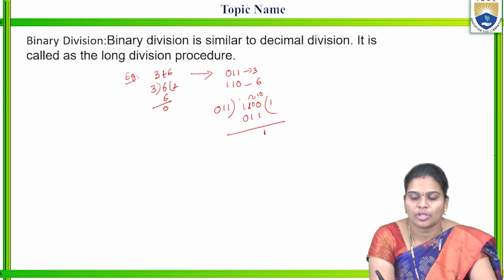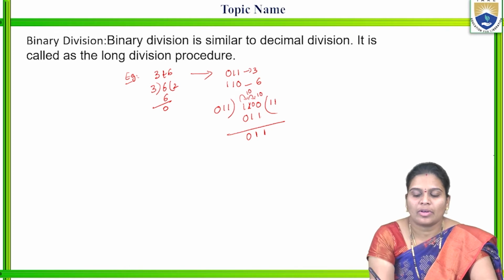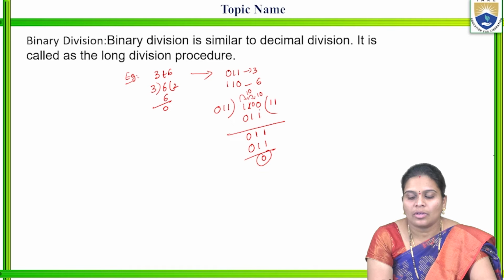0 minus 1 is not possible. Again we take the borrow from the previous value, so 1 only. Here the 0 is there. Again it will be multiplied with the 1, 0, 1, 1. So in this binary division also we are using the binary subtraction. That is the complexity of this one, binary division also.